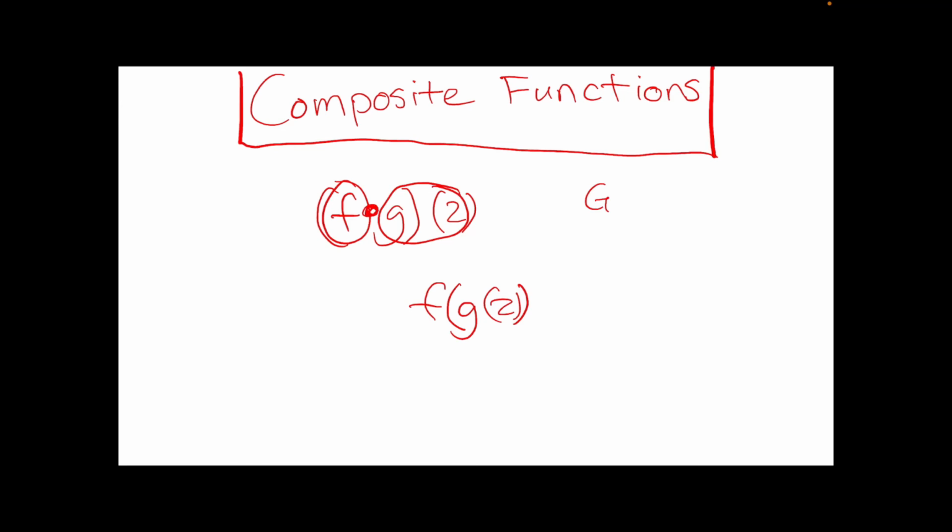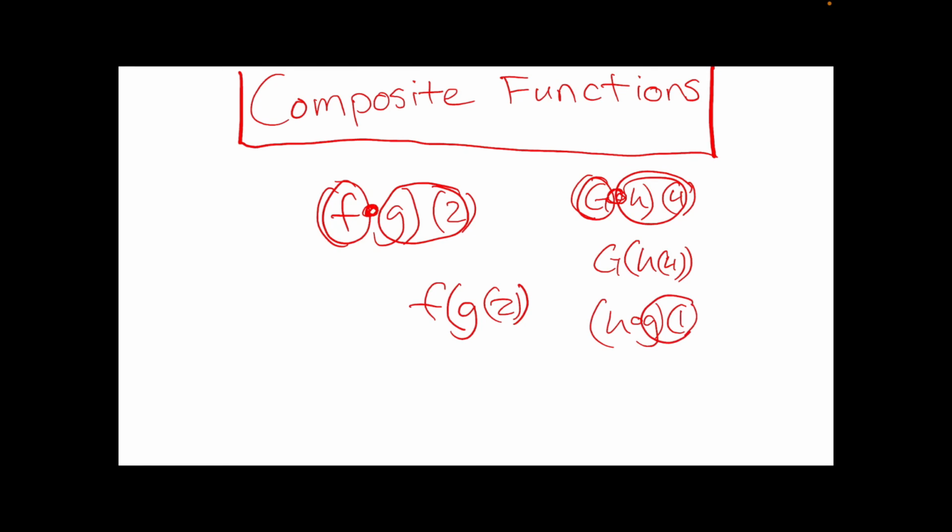So let's say we're doing g of h of 4. Then you could also write that and group the h of 4, and then so now we have h of 4, and then we put g on the outside, so now we say g of h of 4. And one more example, what about h of g of 1? We just write that and group the g of 1, so we write g of 1. And then we also have the h of, so we can write h of g of 1. So that is another way that you can write a composite function.